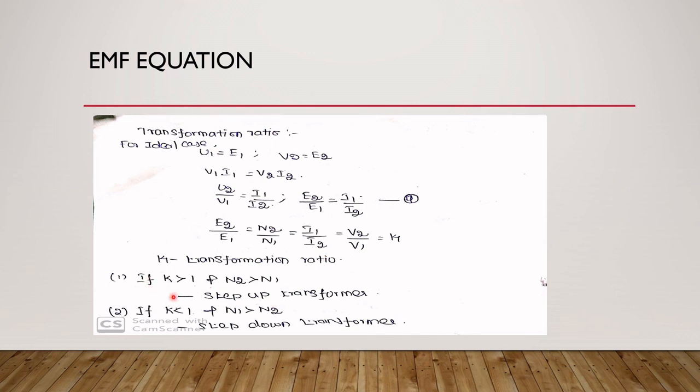If K is greater than 1, it means the number of turns in the secondary winding will be greater than the number of turns in the primary winding. That is called a step-up transformer. If the number of turns in the primary winding is greater than N2, that is a step-down transformer.